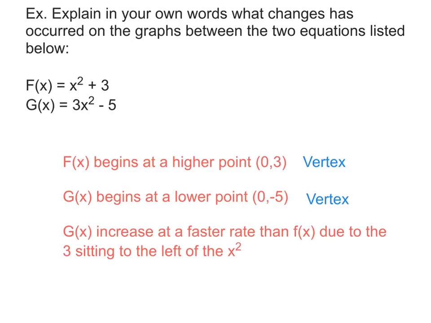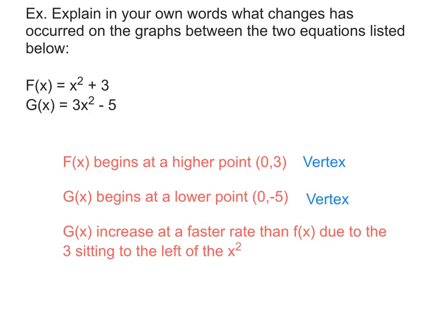Okay, so after I put it in the graphing calculator and I looked and analyzed these two, this is what I came up with. F of x begins at a higher point. So I'm looking at that vertex, which is at (0, 3). Okay, and I can see that from my graph. G of x begins at a lower point, (0, negative 5). Again, that is my vertex that I'm looking at. So the vertexes are clearly different, so you would state that.